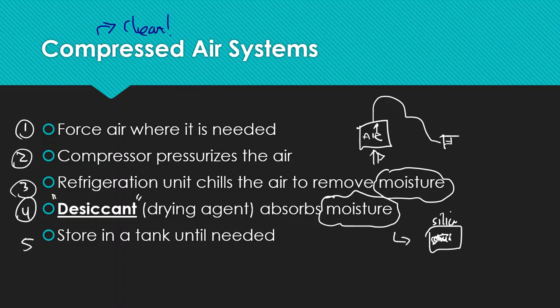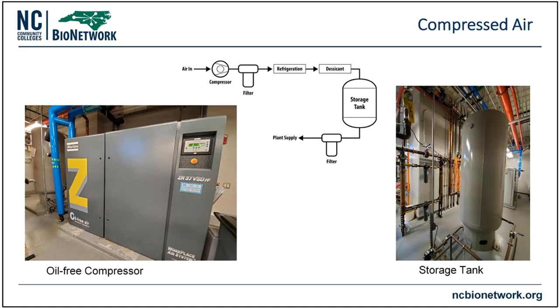Number 5, finally, after it goes through a couple of different steps, they will then store it, of course, until that very clean air is used. Now, a couple of things are going to happen here. What you're seeing over on the left is what they are referring to as an oil-free compressor. So the compressor is actually this piece right here. So the air, the raw air, is going to go in. And this is my compressor.